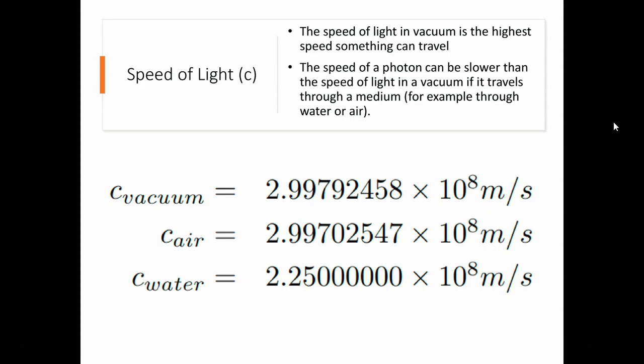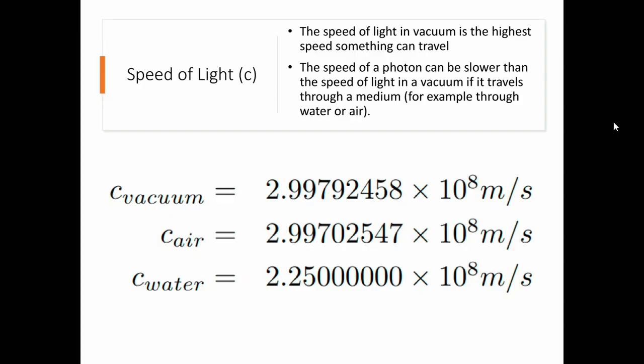The more accurate value for the speed of light is not quite 3 times 10 to the 8 meters per second. It's more like 2.9979 times 10 to the 8 meters per second. For any calculations you're doing in this class, you can just do 3 times 10 to the 8. That'll be the easiest. But we actually need to include these extra digits when we're talking about comparing the speed of light in different materials.